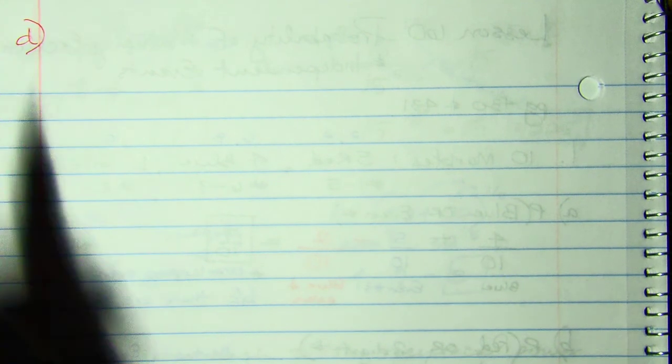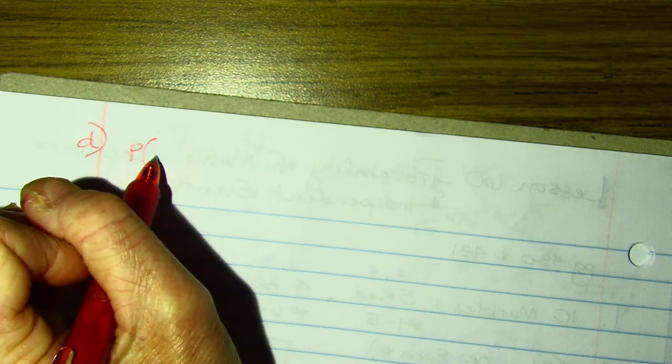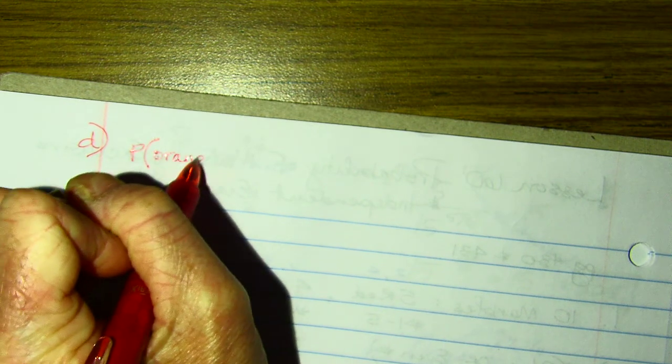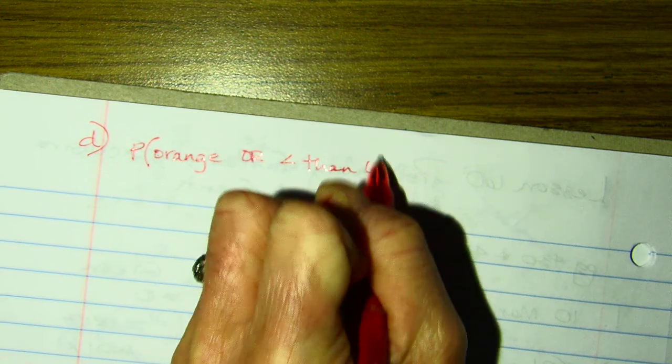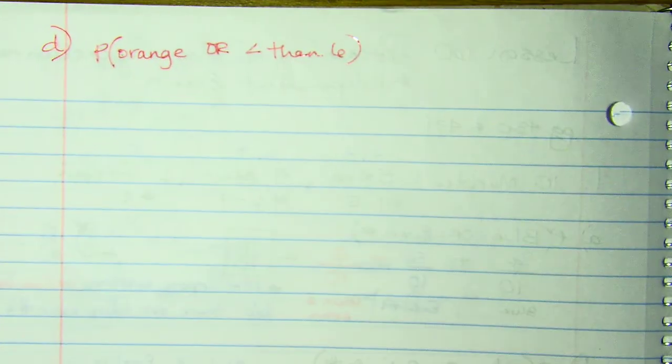Okay, moving on to part D. Part D is on the next page. Sorry, I have to turn the page, and my book is not cooperating. A jar contains the same marbles, so same marbles, but this time it asks, what's the probability that the marble is orange or less than 6? So I like to use shorthand, so that's where you're getting that.